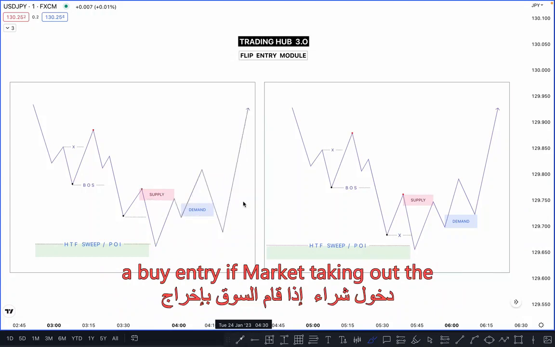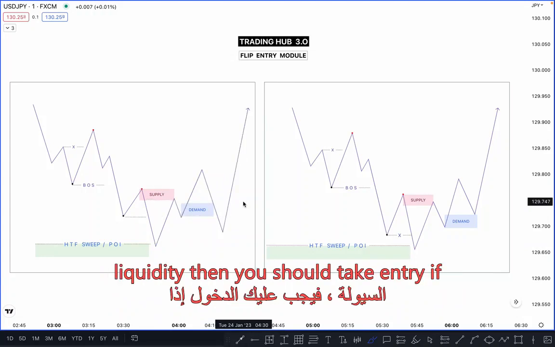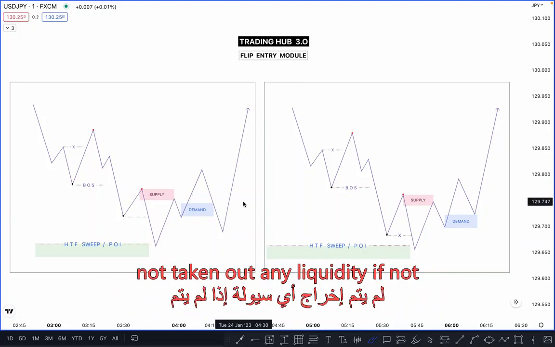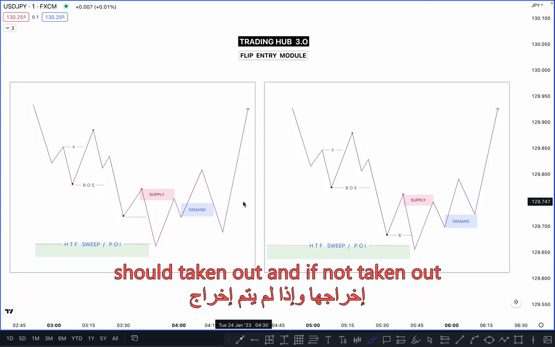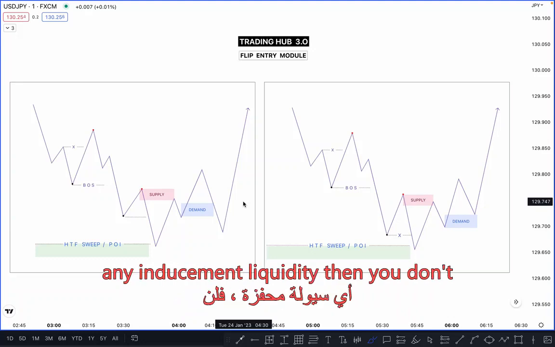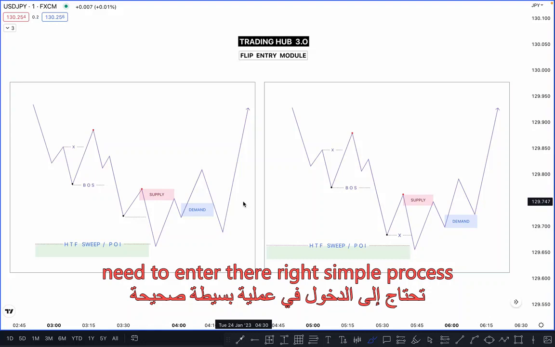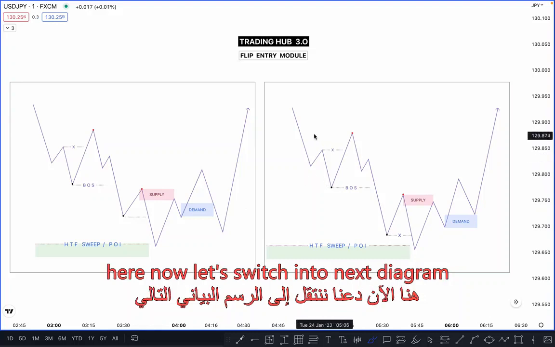If the market has taken out the liquidity, then you should take entry. If it has not taken out any liquidity, any inducement liquidity, then you don't need to enter there. Simple process here. Now let's switch to the next diagram.